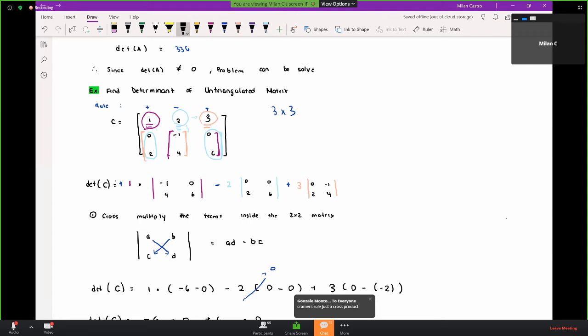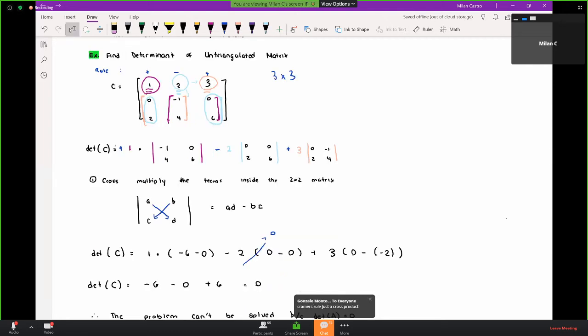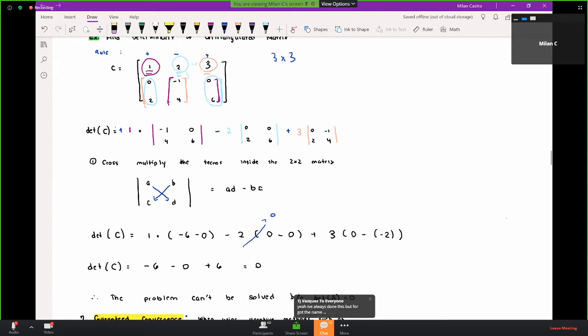From this point, once you have this set up to find the determinant of C, you are going to cross multiply. When you cross multiply, I have a little example here. You have A times D, and you do A times D minus B times C. So I have determinant C equals 1 times negative 0 minus 0, minus 2 times 0 minus 0, plus 3 times 0 minus negative 2. Be careful. Don't forget your negatives, because I know I always do.